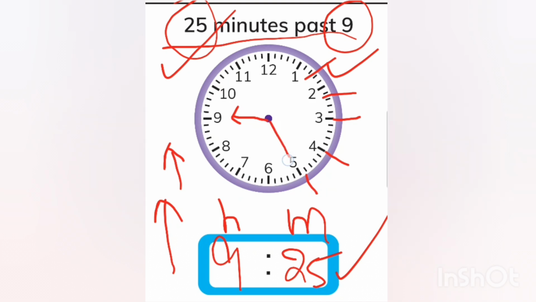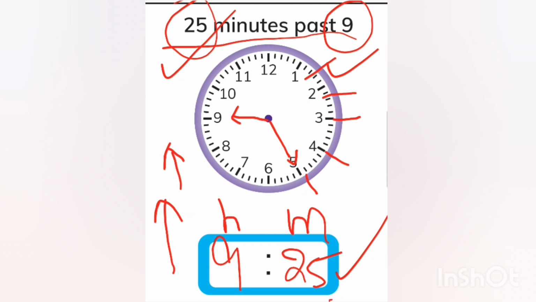So the big needle will be exactly on 5, so that we can come to know that this is 9:25, and in words we will say 25 minutes past 9. 25 minutes past 9 means 25 minutes have passed, have gone. And in a digital clock we will simply write 9:25.